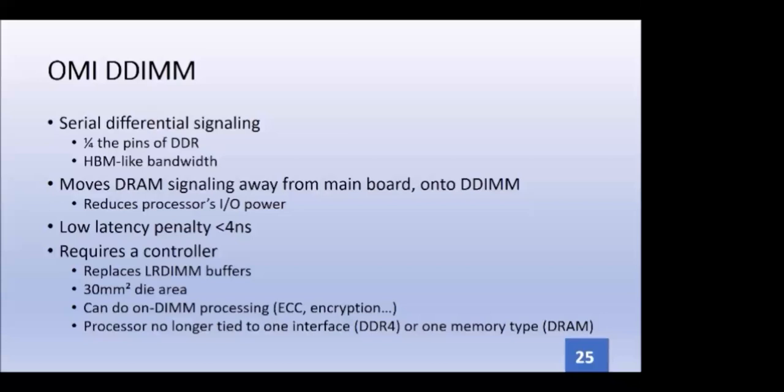Since the DRAM signals are now produced on the DDIMM by the controller, they can be much shorter than they can be on the motherboard to consume less power. Since the controller replaces the buffers on the LRDIMM, it adds less than 4 nanoseconds to the DIMM's latency. The controller itself is not a large chip, so it is not expected to add all that much to the cost of the DDIMM. Future versions will not only be able to support enhanced functionality, but will also allow a processor to communicate through OMI with a variety of memory types.